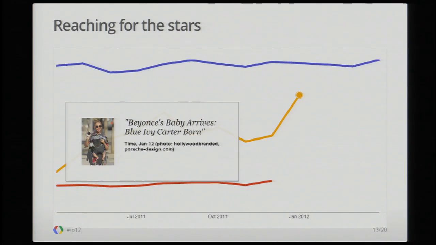A few months later, she gives birth. She calls her daughter Blue Ivy. And at that point, Beyonce is at the all-time record of popularity in Google search. Now, what people don't know is that the next month, Madonna is scheduled to appear in the Super Bowl.